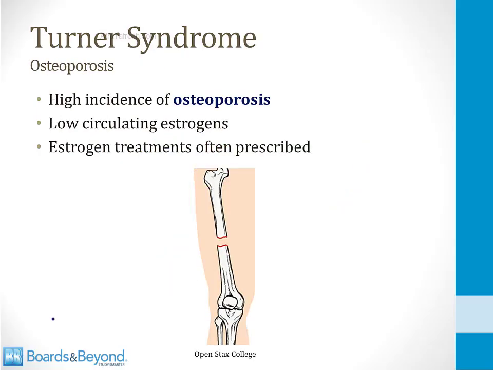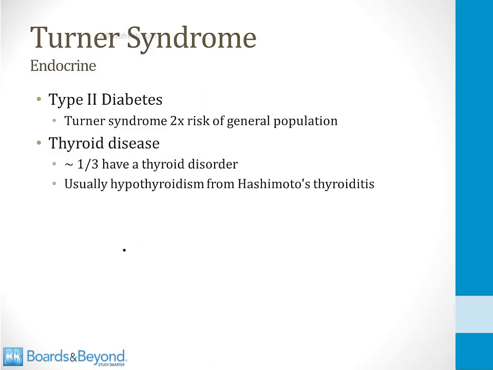There's a high incidence of osteoporosis in women with Turner syndrome. This is because there are low levels of circulating estrogens because of the single X chromosome, and for this reason, estrogen treatments are often prescribed in order to increase the bone density. And then finally, women with Turner syndrome often have endocrine disorders. Type 2 diabetes is more common than in the general population, and about a third of women with Turner syndrome have some form of thyroid disease. It's usually hypothyroidism from Hashimoto's thyroiditis.